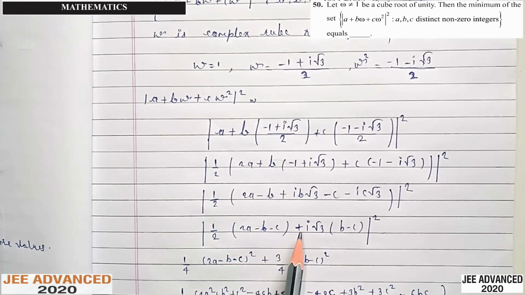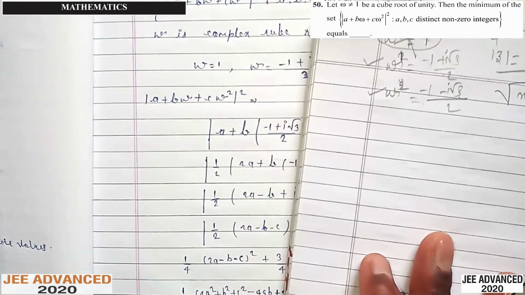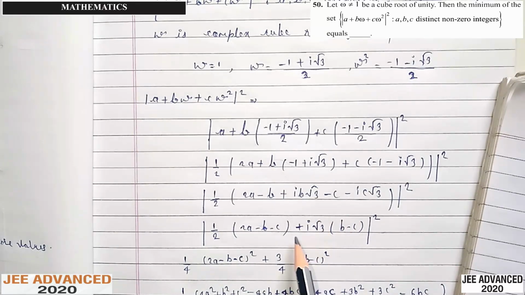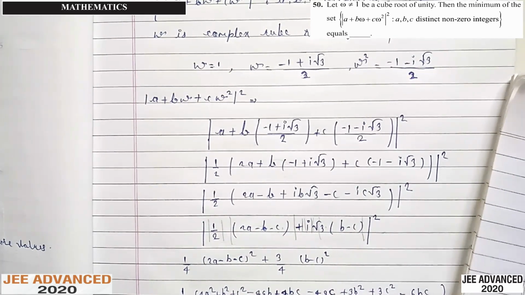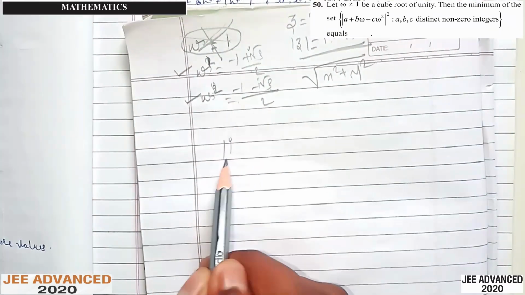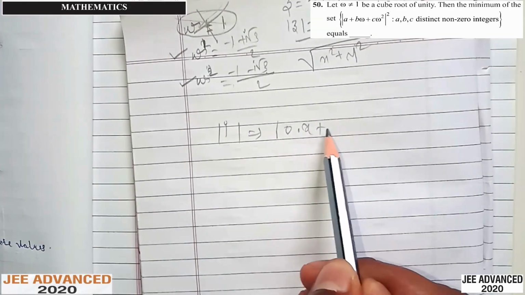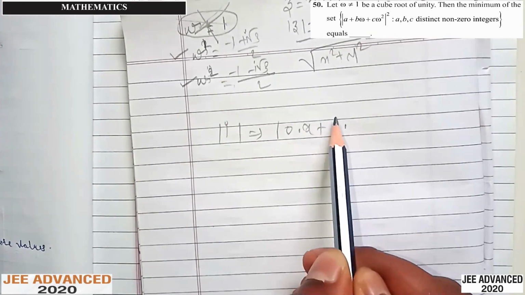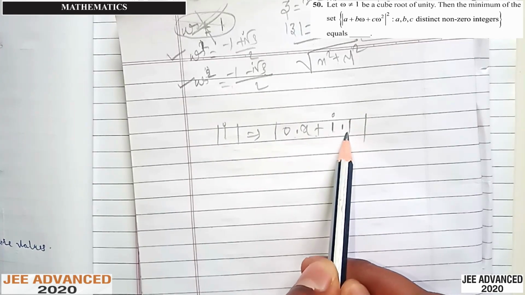Now let me explain one more time. For that i, we have the condition x plus iy. That means the modulus of i comes here. So what is the value of the modulus of i? Modulus of i can be written as 0 into x plus 1 into i. What I have done is written i as 0 into x plus i into 1. Now I want the modulus of i.